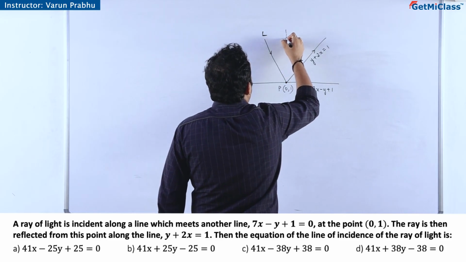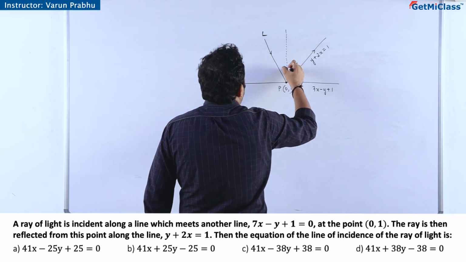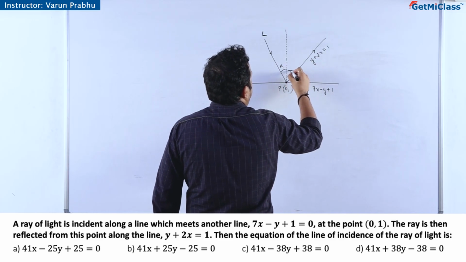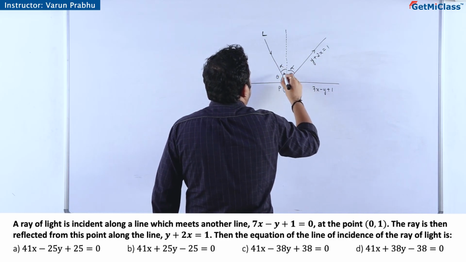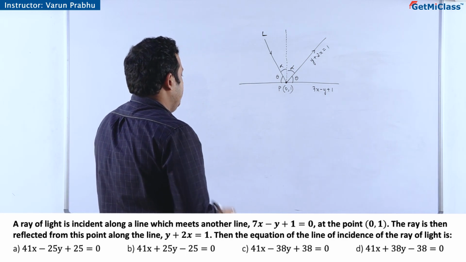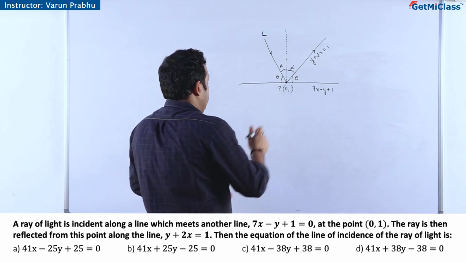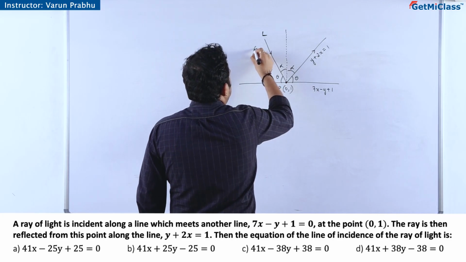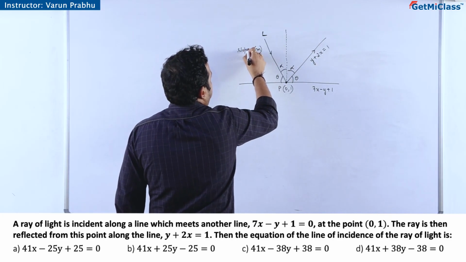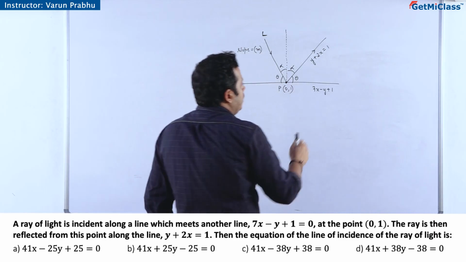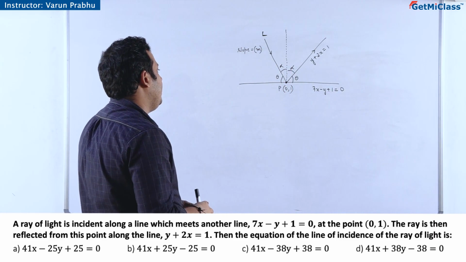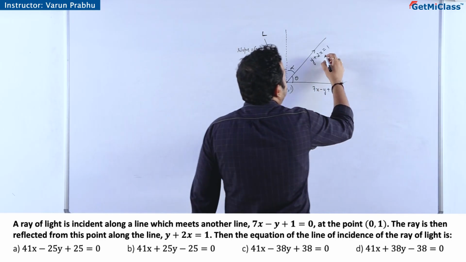Now what we'll do is try to draw a normal at the point of incidence. So we know that this angle theta, the angle of incidence, is equal to the angle of reflection. Correct or not? Now, let me say that the slope of this particular line is m. So 7x minus y plus 1 is equal to 0 is given in the problem, correct?